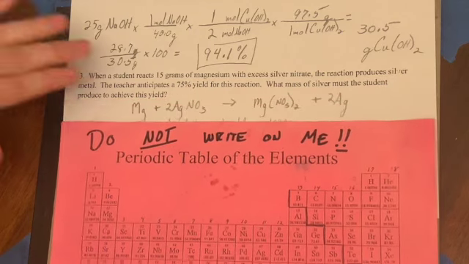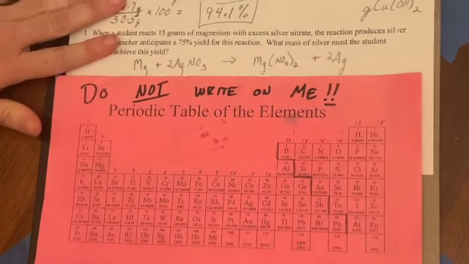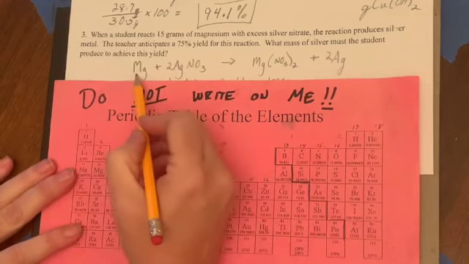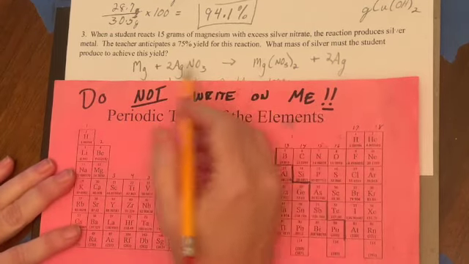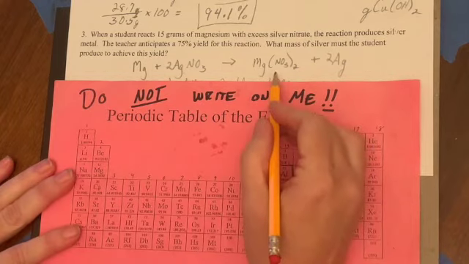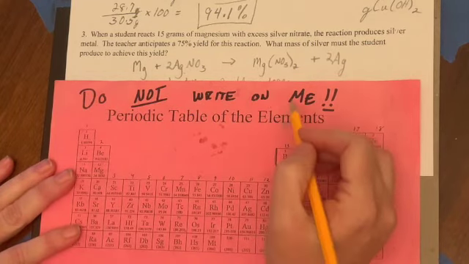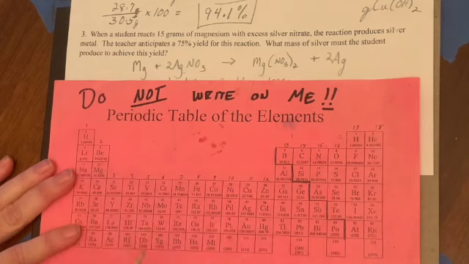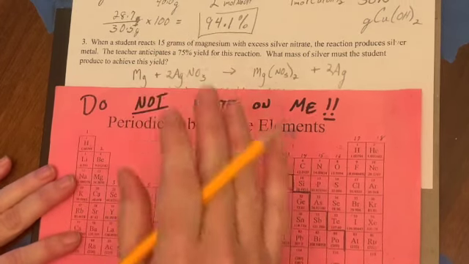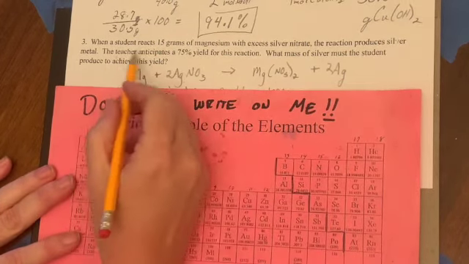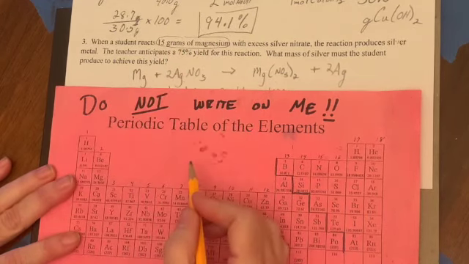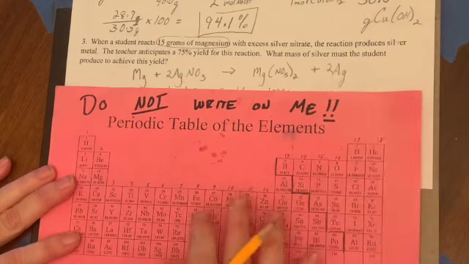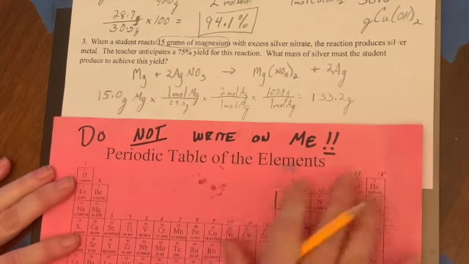All right, so here's our balanced equation for this. Okay, so we've got magnesium, and I am reacting that with silver nitrate to give me magnesium nitrate and silver. This reaction does happen according to the activity series. Okay, I'm going to start out by figuring out what my theoretical yield is. All right, when a student reacts 15 grams of magnesium, that's going to be my starting off point. And I'm going to figure out how much silver that should produce.